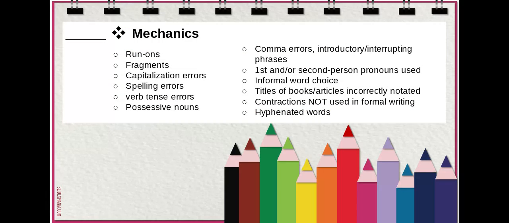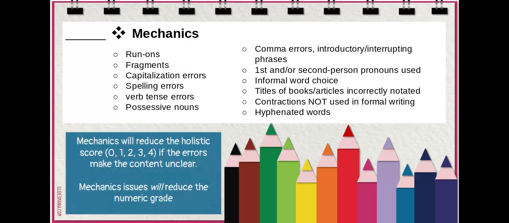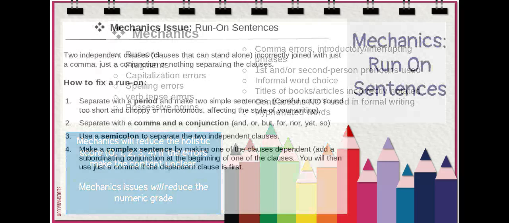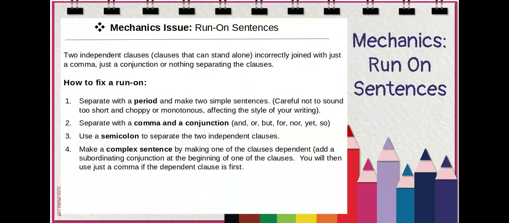Now let's talk about mechanics. We need to make sure we are paying attention to this. I know that you can do Grammarly on your Chromebook and it will kind of help you along the way. So, run-on sentences often can be fixed with a period and making two different sentences. Also a comma and a conjunction, maybe even a semicolon.